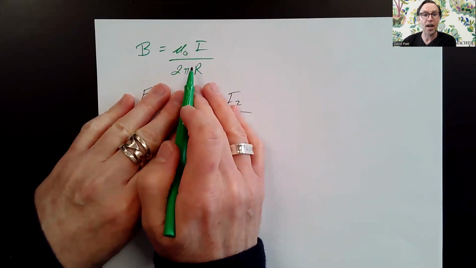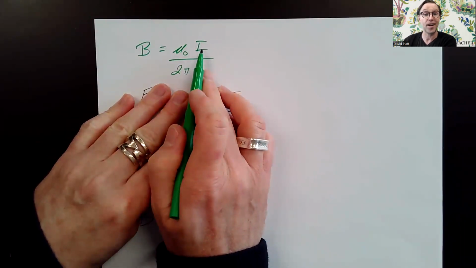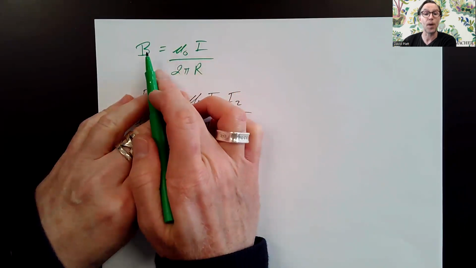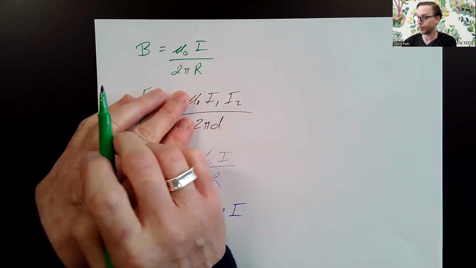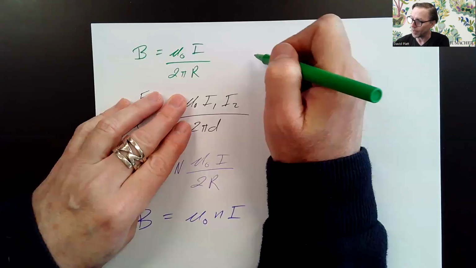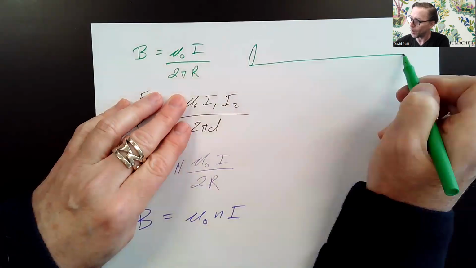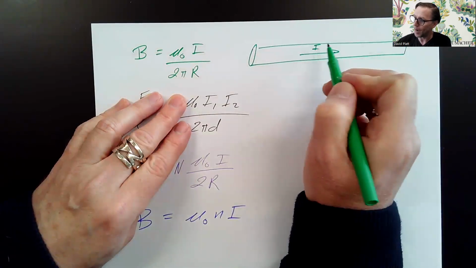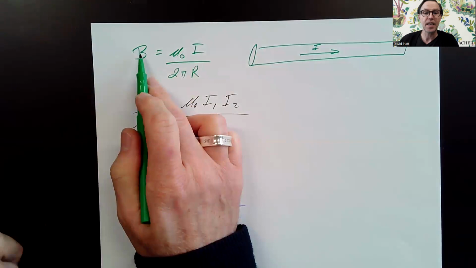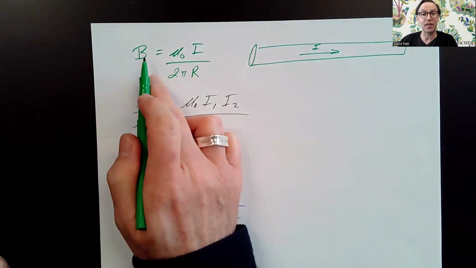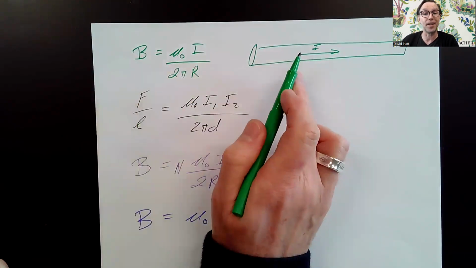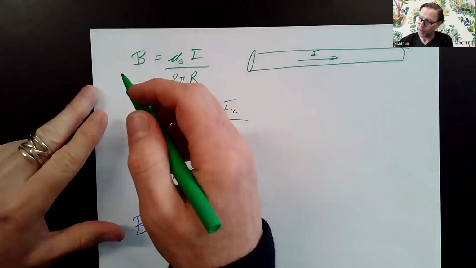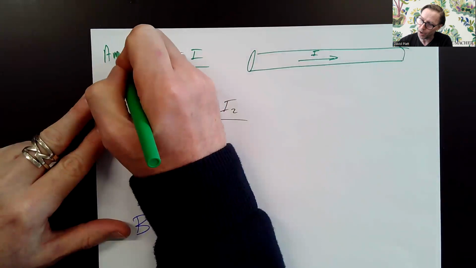If I have a wire carrying a current I, it will create a magnetic field around that wire. So that looks like this. Here's the wire, and there's a current inside it, I. And then B is describing the magnetic field surrounding this wire. Now, this equation is very important. It is called Ampere's law.